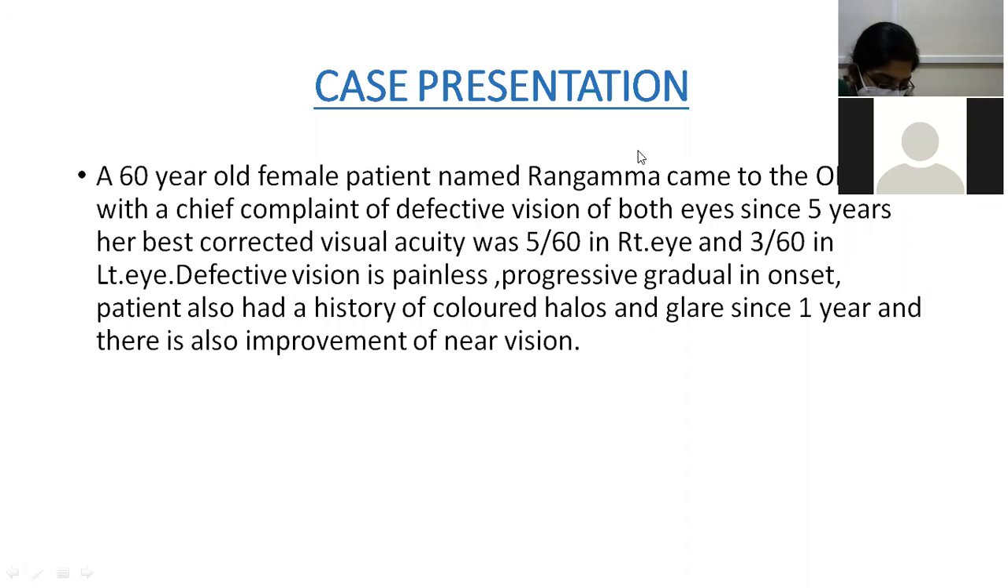Okay, after iris, what will you look for? Pupil. Size of the pupil, margins and any reactions. What are the two types of pupillary reaction? Light reflex. In light reflex, what are the two types? Direct and indirect. Okay.